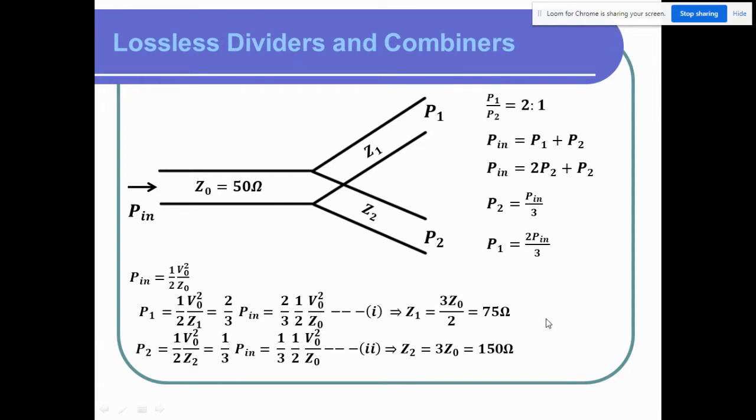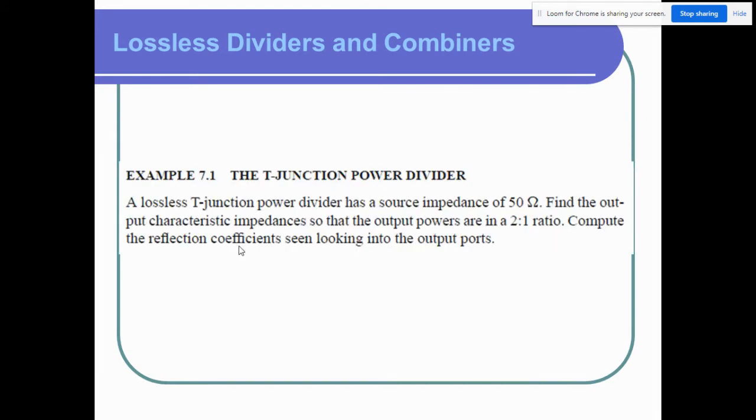In the last video, we were until here, where it says to find out the output characteristic impedances. So we found our characteristic impedances, which are 150 and 75 ohm. Then we need to compute the reflection coefficient looking into the output ports. So let us continue with that.